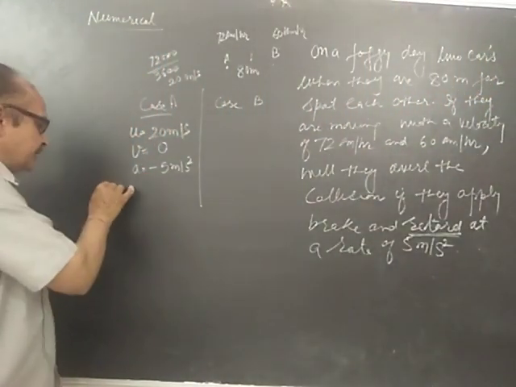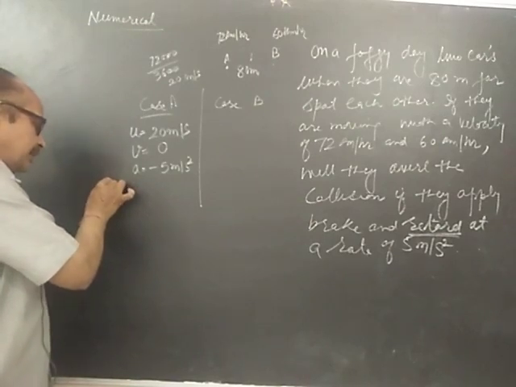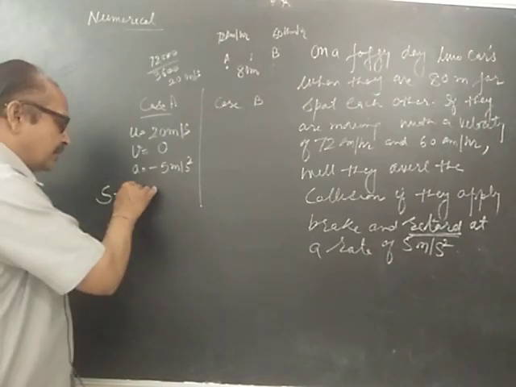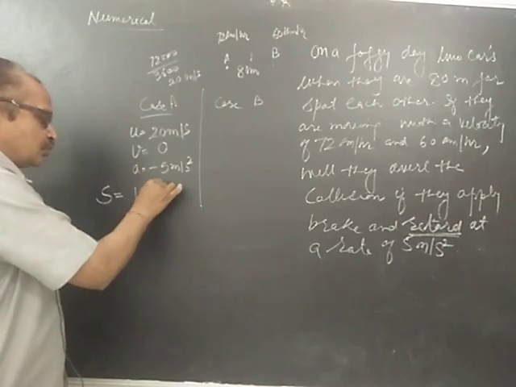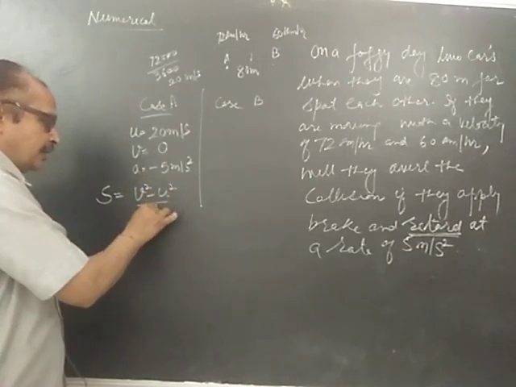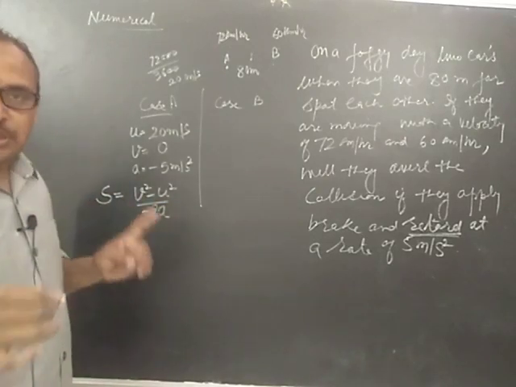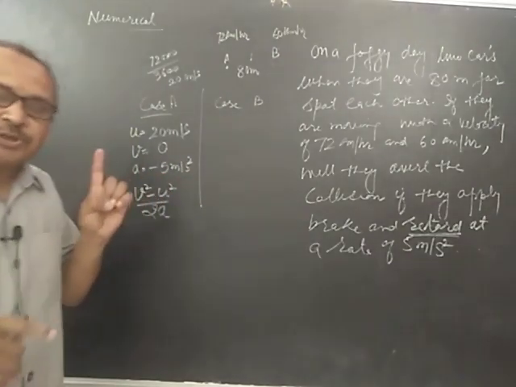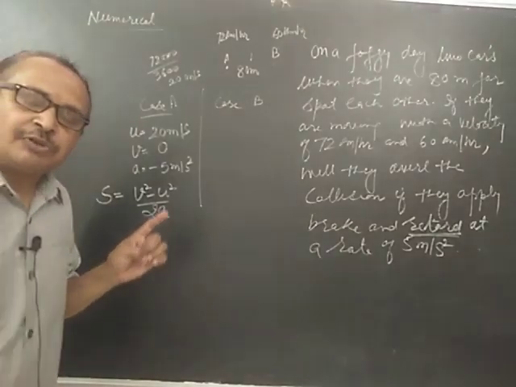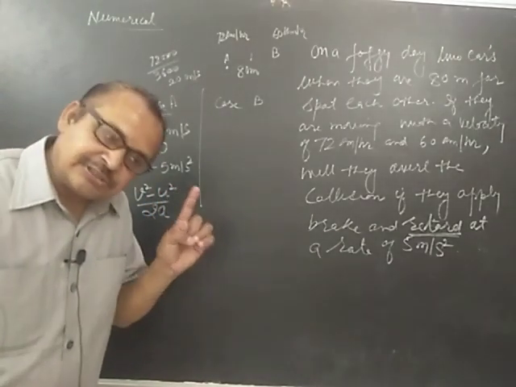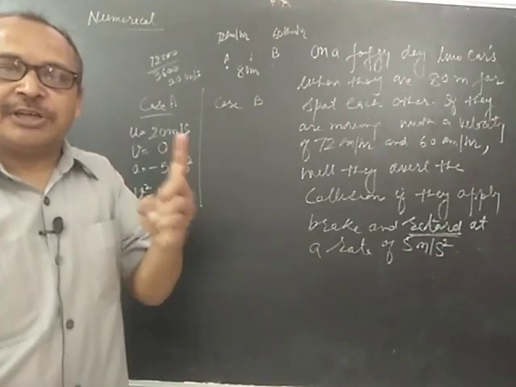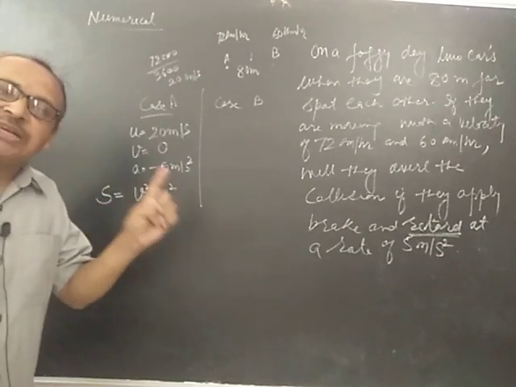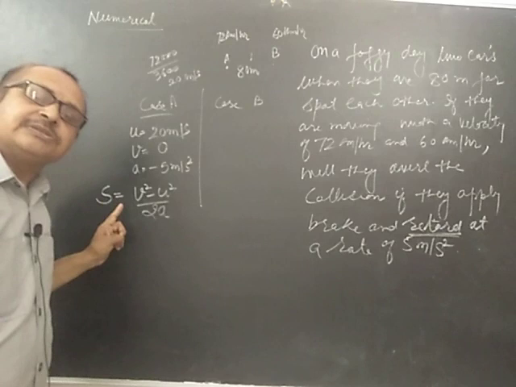So I want to find how much is the distance traveled. So S is equal to what? Shabash. V square minus U square over 2A, the third equation of motion. Why am I not using the second equation of motion? Because in this question there is no time given, so we cannot use the second equation of motion. So we are using the third equation of motion.